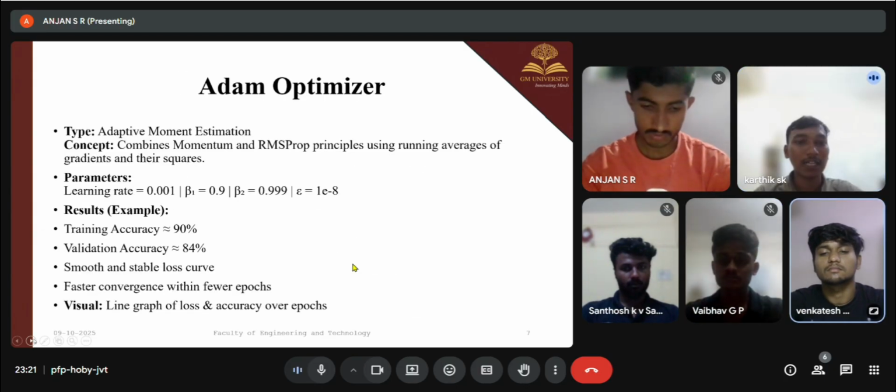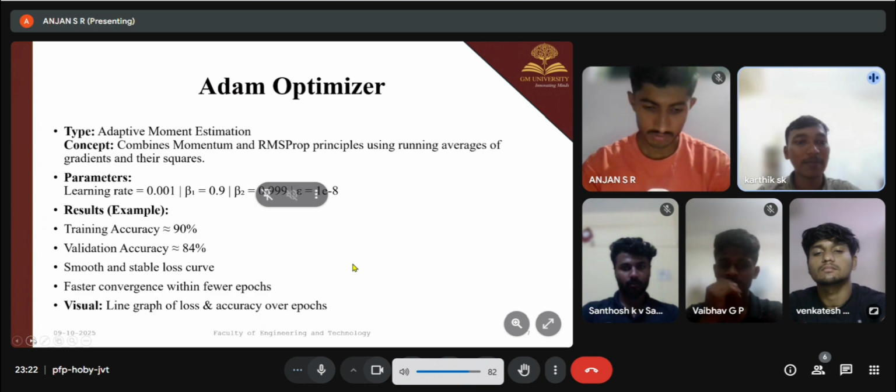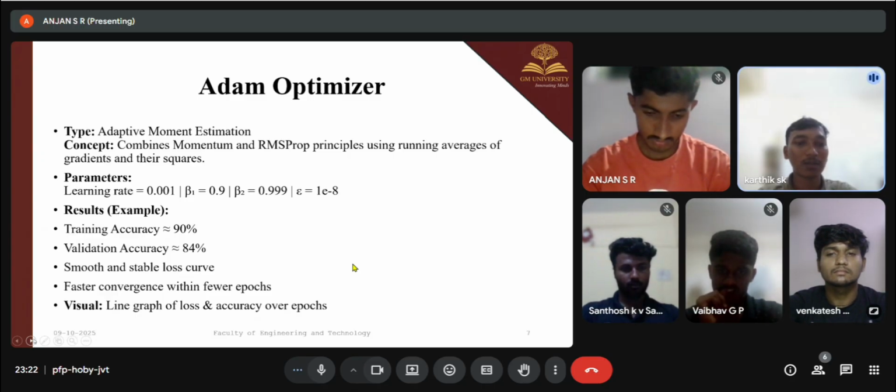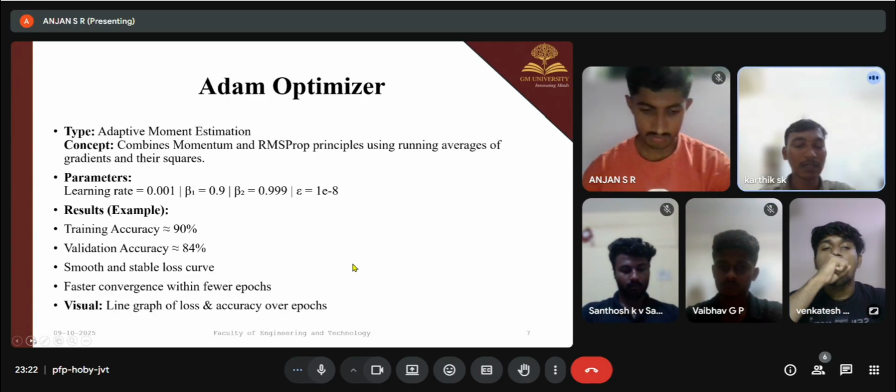Next one is the Adam optimizer, where Adam is a type of adaptive moment estimation, where it combines momentum and RMSprop principles using running averages of gradients and squares. We use a learning rate equal to 0.001 for training, where beta 1 is equal to 0.9 and beta 2 is equal to 0.99, and epsilon is equal to 1e minus 8, which are the parameters for our optimizer.